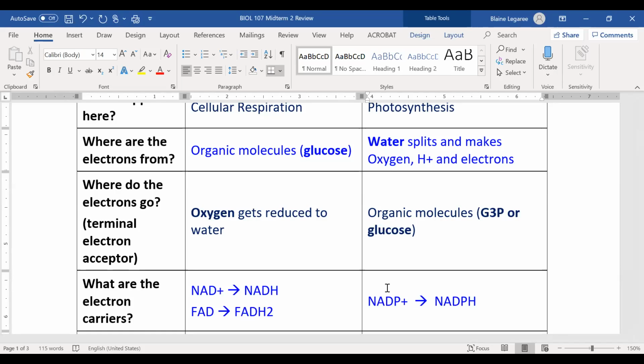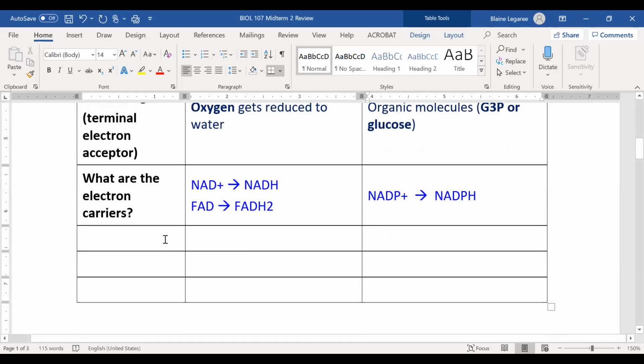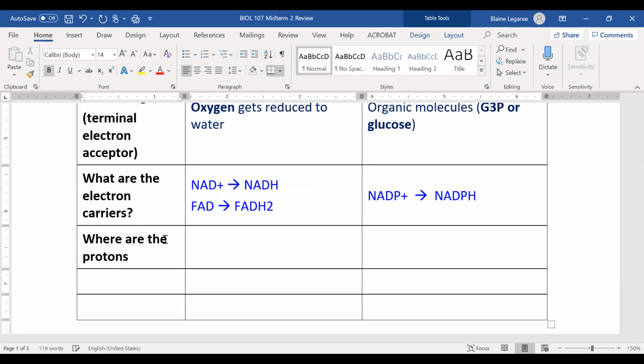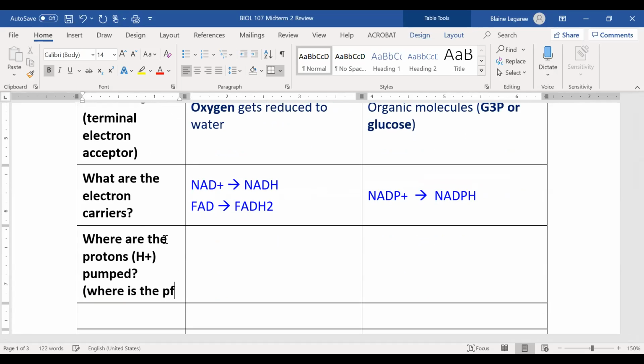Okay, so what else can we talk about here? That's the electron transport chains part of it. Remember, the other part of the electron transport chains is that we're pumping protons, and so we want to make some ATP at different points. So it's worth it to talk about those things a little bit. The next question I have is, where are the protons pumped? By protons, I mean hydrogen ions, so H plus. Another way you can say it is, where is the proton motive force?